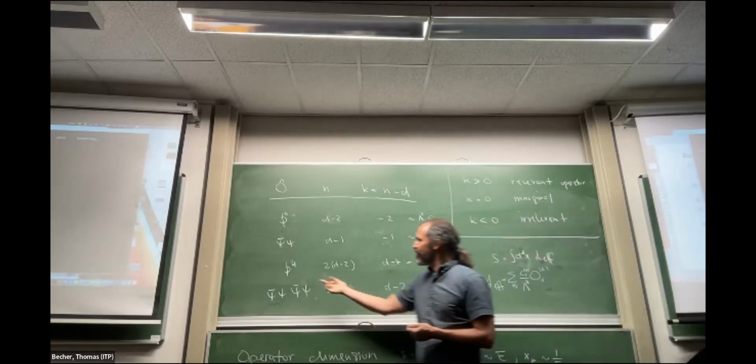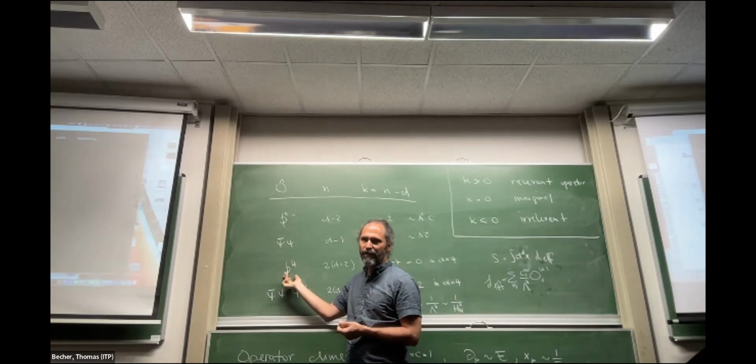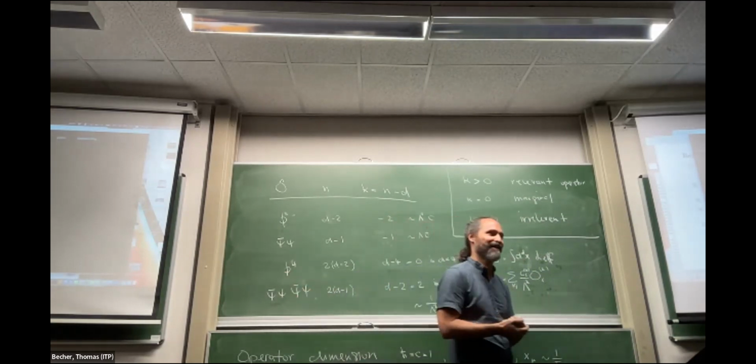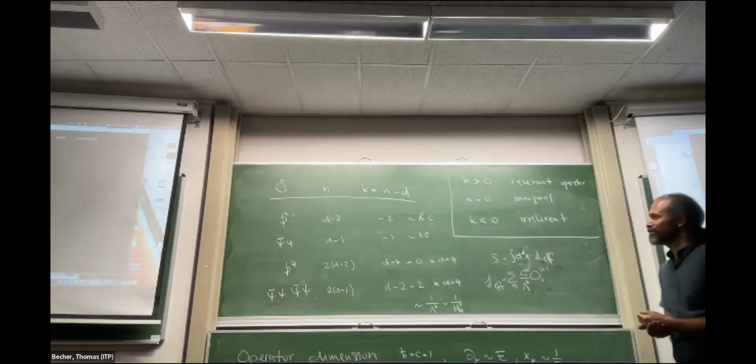When you do phi to the 4th theory, maybe Matt already had phi cubed at least. We can do phi cubed. So what is phi cubed?